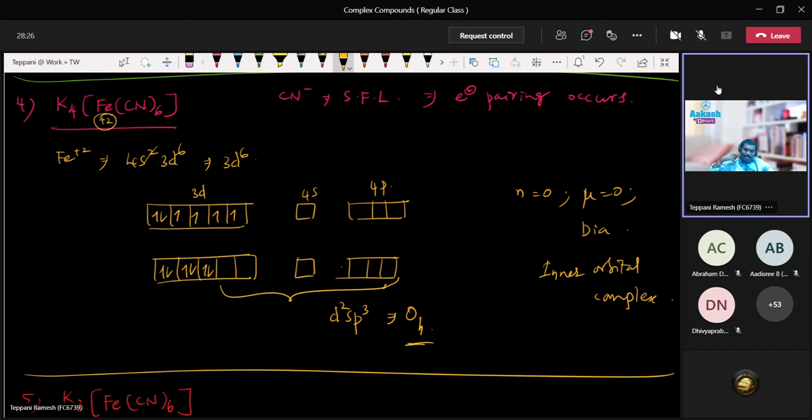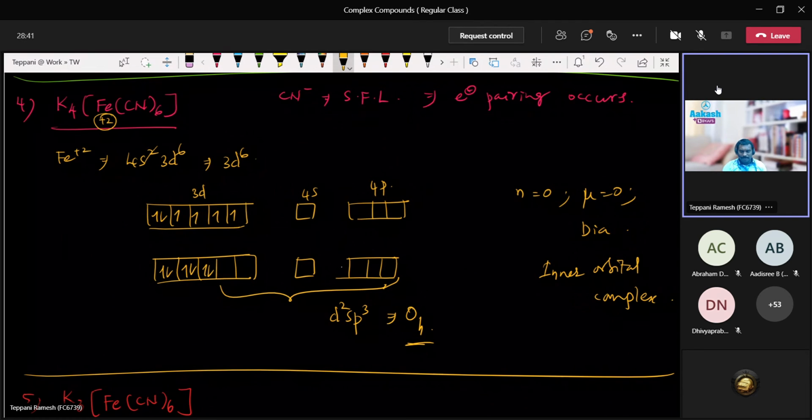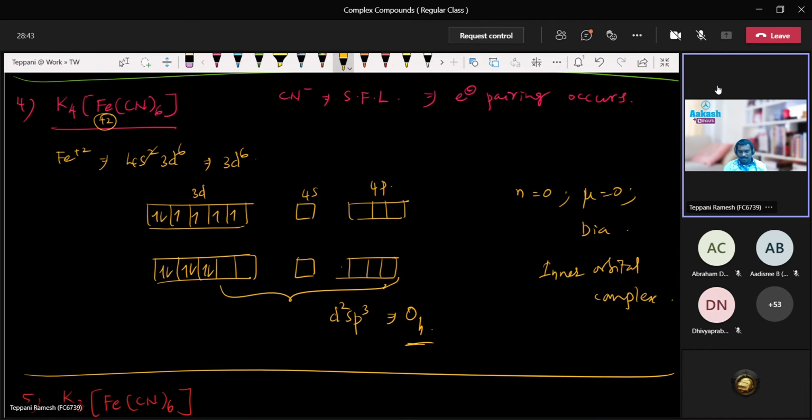Then some people will ask the doubt, sir. Previously, with strong field, we got all diamagnetic. How did we get paramagnetic here? The reason: whenever an odd number of electrons is there, automatically we will get a paramagnetic character. Got it?